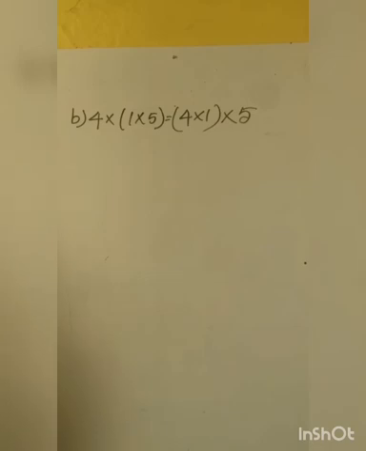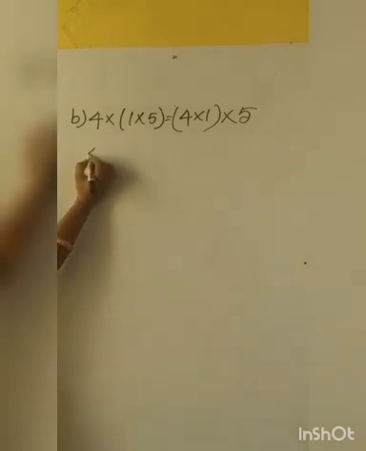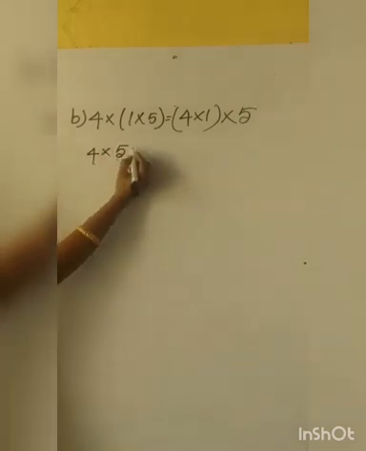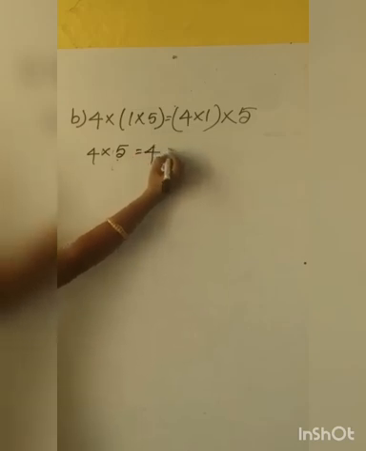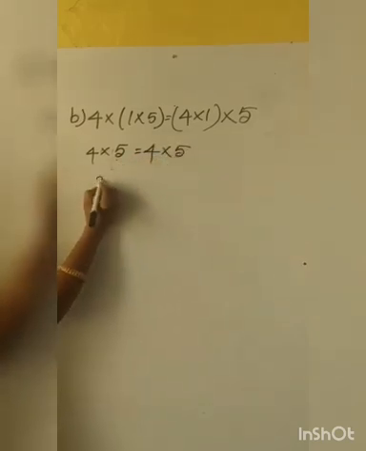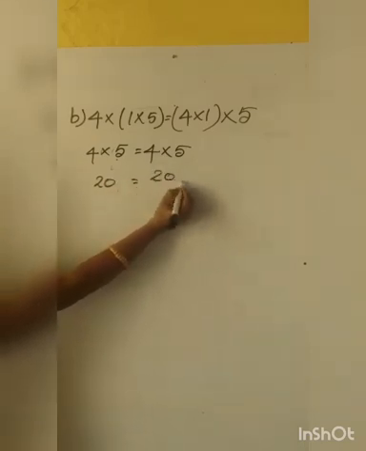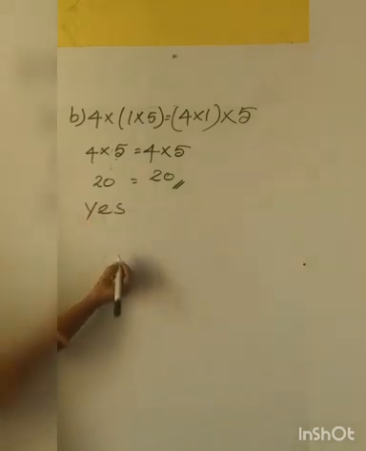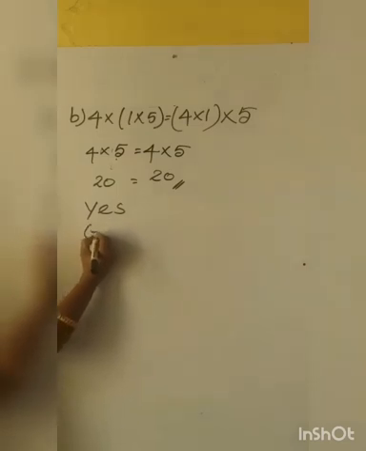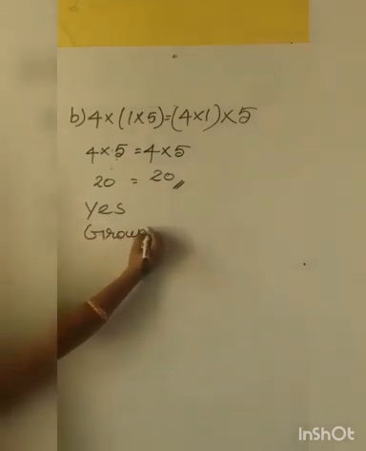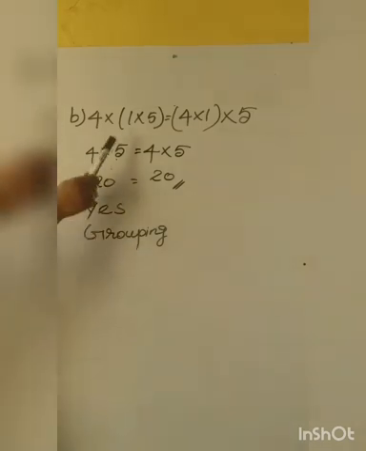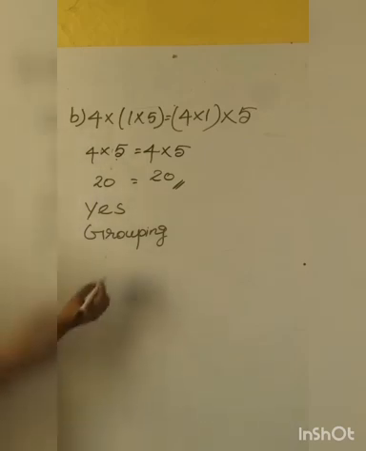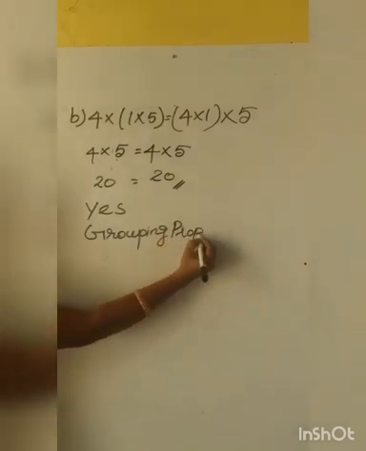So first I have to take the left side, 4 cross 1 cross 5. So 1 cross 5, multiply 1 and 5, what comes? 5. Next 4 1s are 4 multiplied by 5. 4 5s are 20. So both the left hand side and right hand side have the same answer. So yes, it is true. What property? Grouping property. So listen children, the order has not changed at all. Okay? The order of the group has not changed. Only the left hand side and right hand side have changed. Okay? This is grouping property.